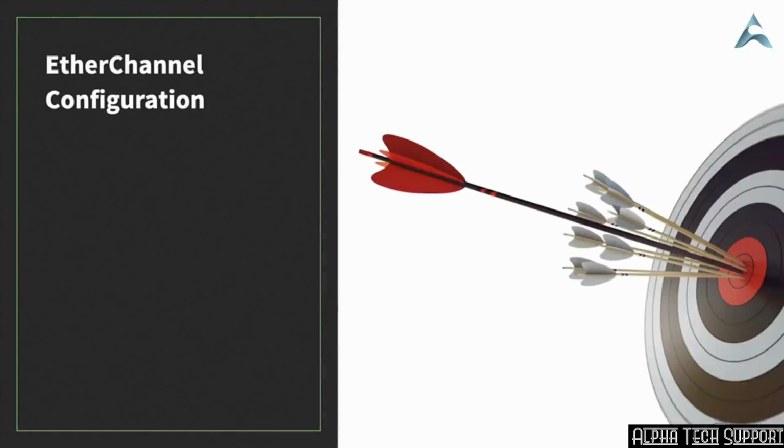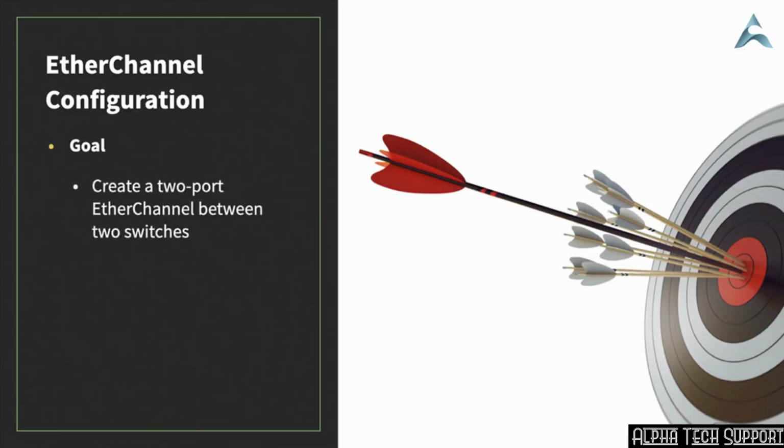In this video, let's discuss the configuration of an EtherChannel. And we're going to do this using the same topology that we used earlier for spanning tree protocol. And we want to create a 2-port EtherChannel between a couple of switches in that topology. And we're going to use the PAgP, the Port Aggregation Protocol approach to negotiating this EtherChannel.